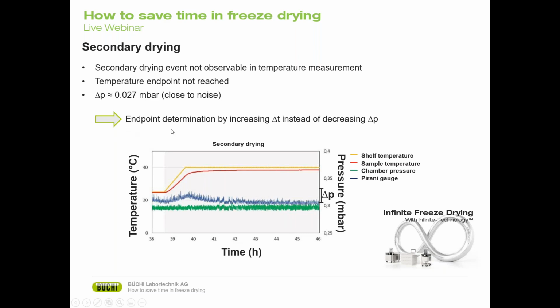So what does this mean for the endpoint? Well, first of all, we cannot necessarily use the same criterion for primary drying and secondary drying. For secondary drying, however, I think in general it's always better to increase the waiting period instead of further decreasing the pressure limit, because the pressure limit already is usually very close to the noise floor. By further decreasing it, we're risking going closer to the noise, and then we're again risking that our endpoint will never be reached due to those fluctuations. So better increase the waiting period a bit here.